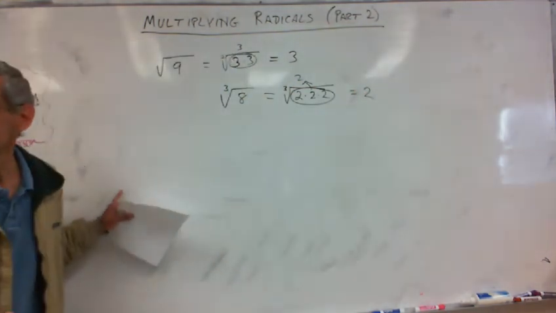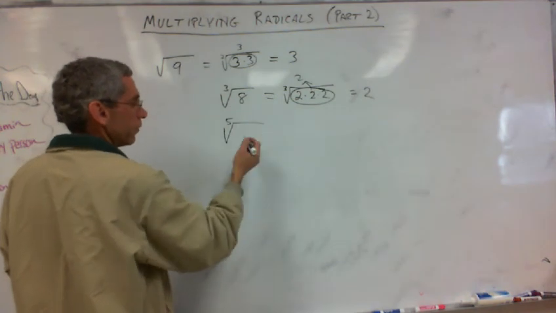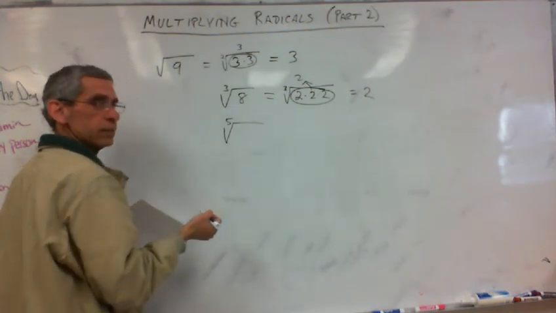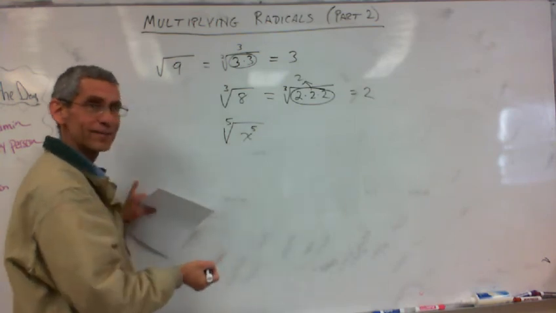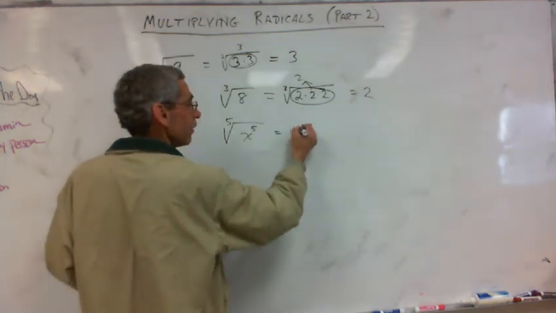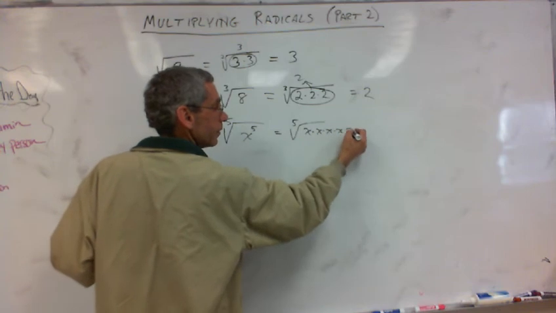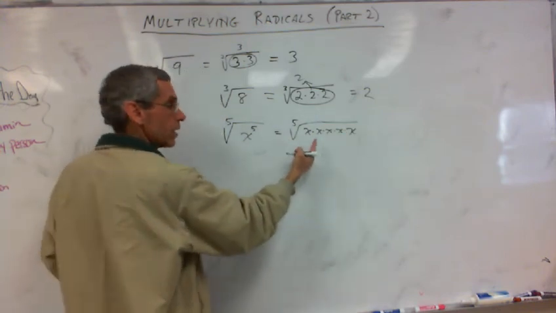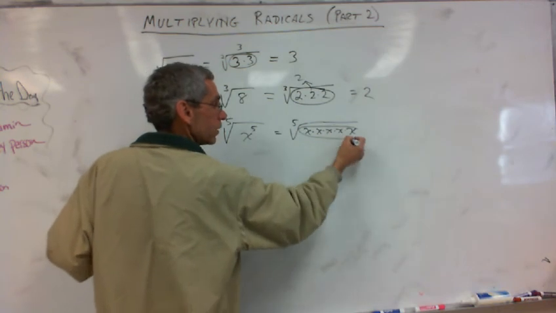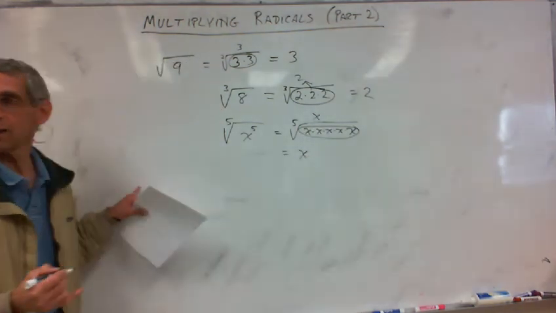If I had the fifth root of something, I'll just do something I know for sure is going to work: x to the fifth, is equal to the fifth root of x times x times x times x times x. Well, I need 5 of something, right? There's 5 of them. I can circle it, and it comes out as an x. So my answer is x, right?